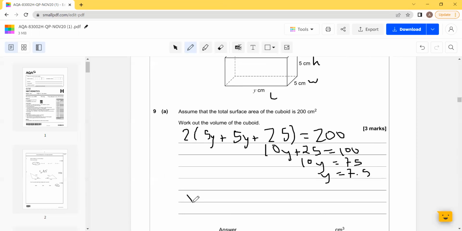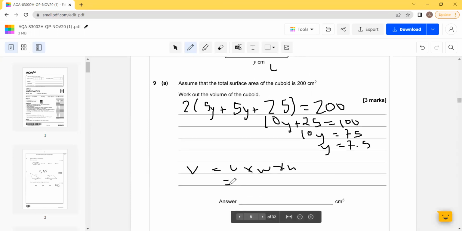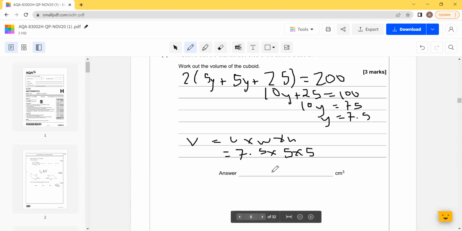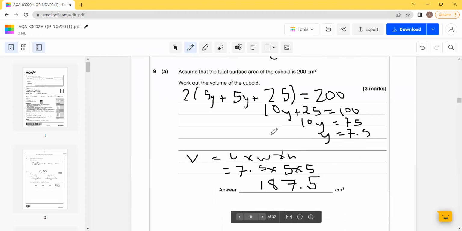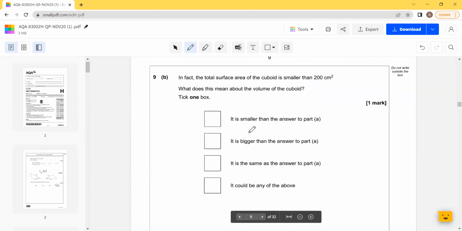Now the volume is just length times width times height. So it's just 7.5 times 5 times 5. And now you can use a calculator to do this. This is 25 times 7.5. So it's 187.5 centimeters cubed, which is reasonable.